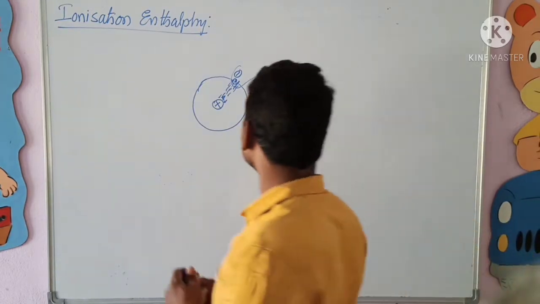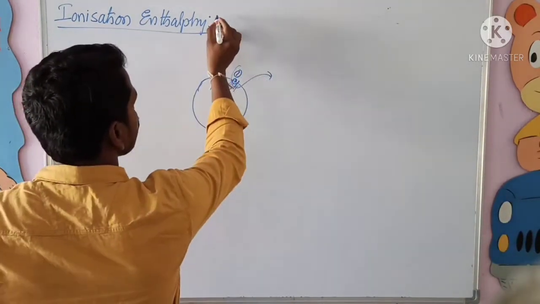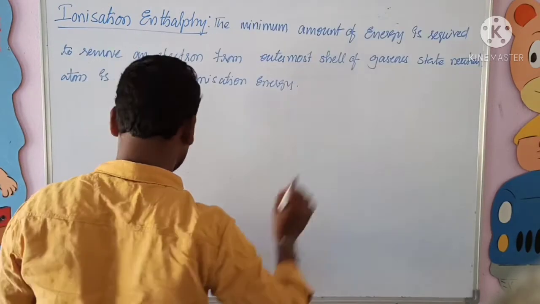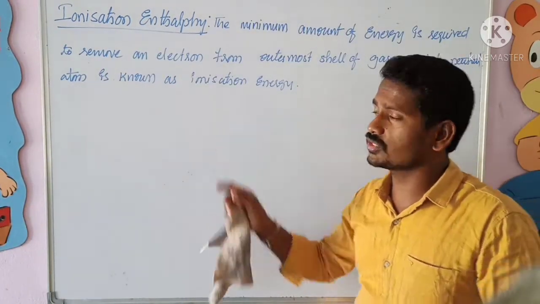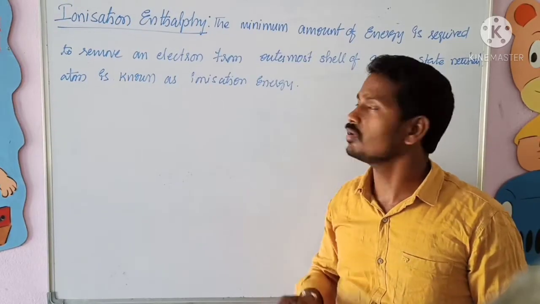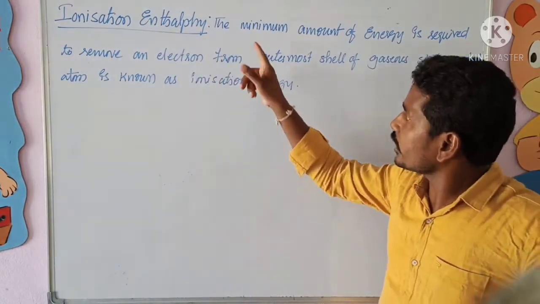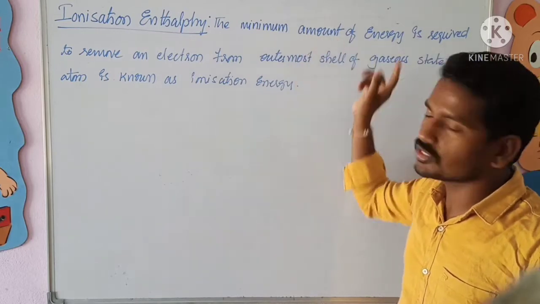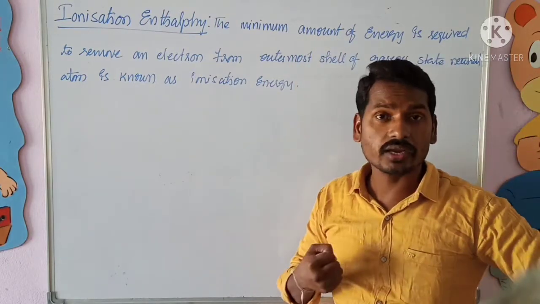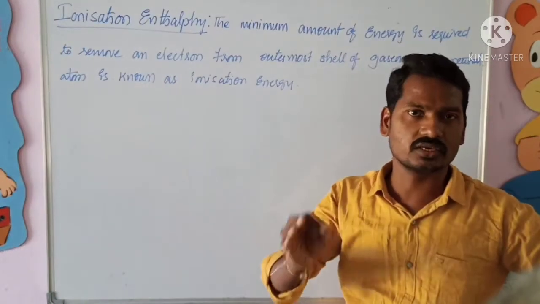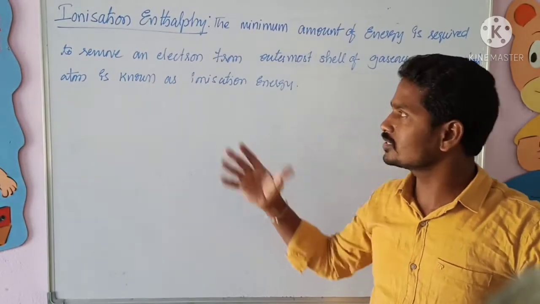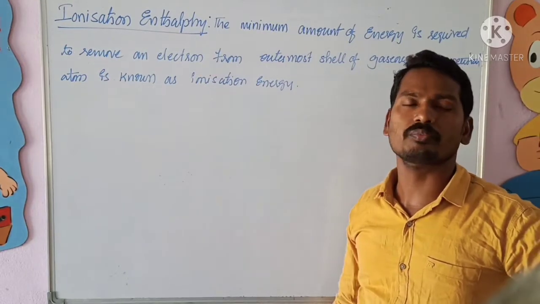Okay, this is the definition of ionization enthalpy. Repeating again: the minimum amount of energy required to remove an electron from the outermost shell of a gaseous state neutral atom is known as ionization enthalpy.